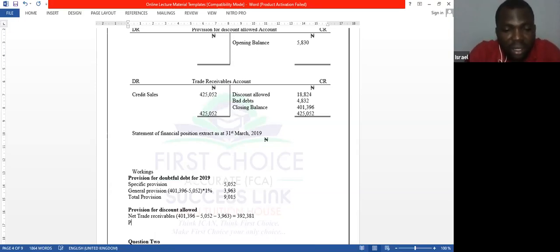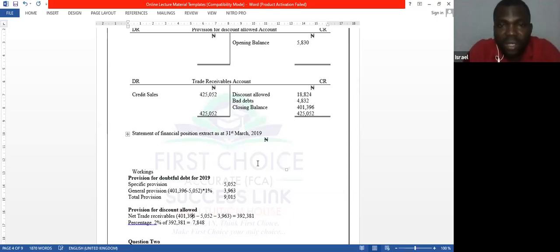Now that we have this figure, we now do the percentage. So we have a percentage of 2%. The percentage of that 2% will give us, times 0.02, 7,847, approximately 8. Can you see that? That will be our provision for discount allowed. So let me write it out: 2% of 392,381 equals. This figure is what we are going to take to our provision for discount allowed.